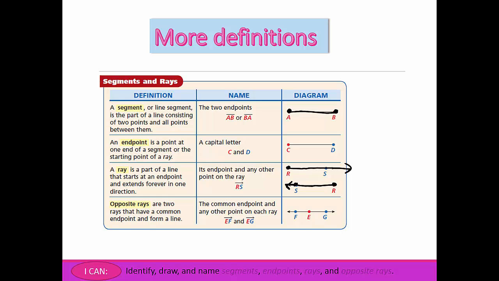And then opposite rays are just 2 rays that have a common endpoint and form a line. So one ray here is ray EG, another ray is ray EF, and they both have a common endpoint, which is E, and they come together to form a line. So that makes EF and EG opposite rays.